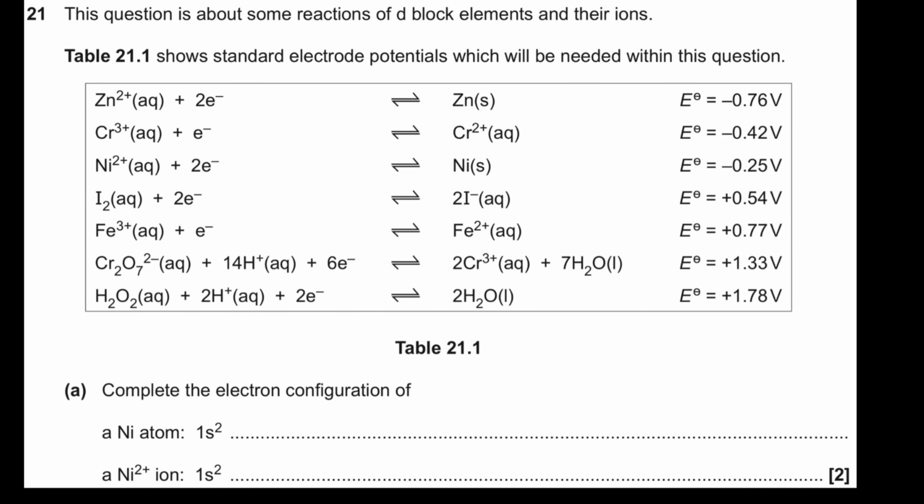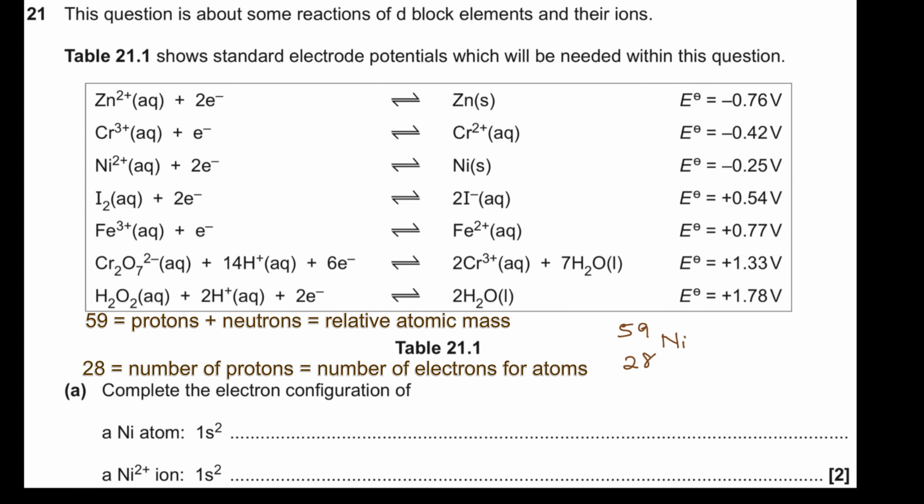Question 21. This question is about some reactions of d-block elements and their ions. Table 21.1 shows standard electrode potentials which will be needed within this question. Part A. Complete the electron configuration of nickel atom and nickel 2+ ion. Nickel in the periodic table, and the relative atomic mass is 59.